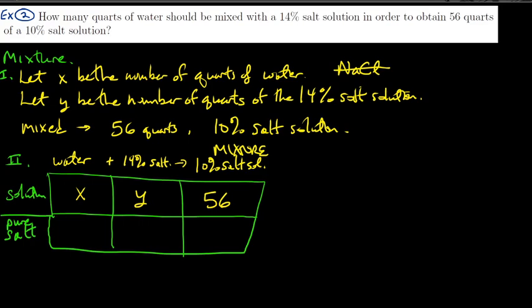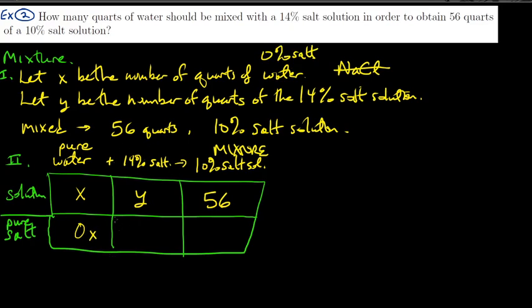Let's be clear about this. This is pure water, completely purified water, sometimes called distilled water. There should be no salt in pure water. So that's 0, 0%. So pure water is 0% salt, and 0 times x is still 0.